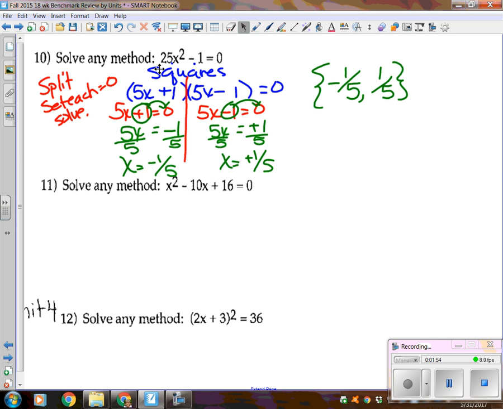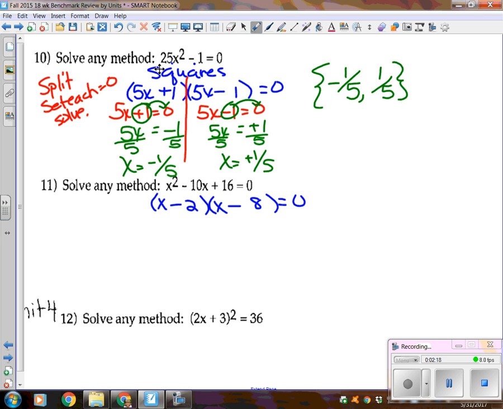Solve by any method. Number 11. It's already set equal to 0, so I'm probably going to try to factor the trinomial. And when I do, I get x and x. I'm trying to think of two numbers that multiply to give 16 that add to be 10. I think 2 and 8 fit the bill. Now they have to add to be negative 10. So that tells me I need a negative 2 and a negative 8.